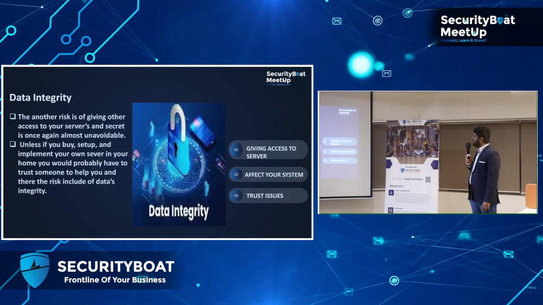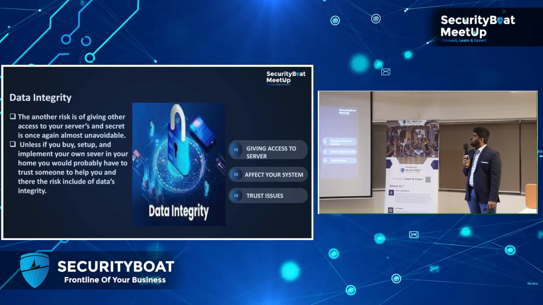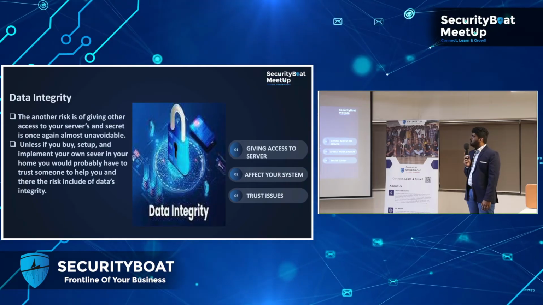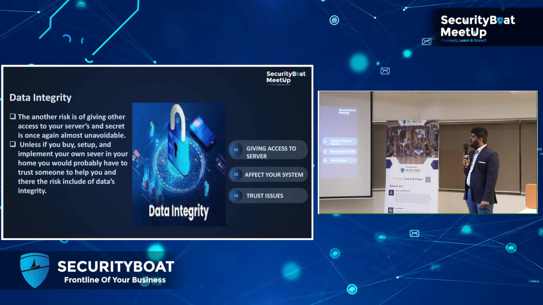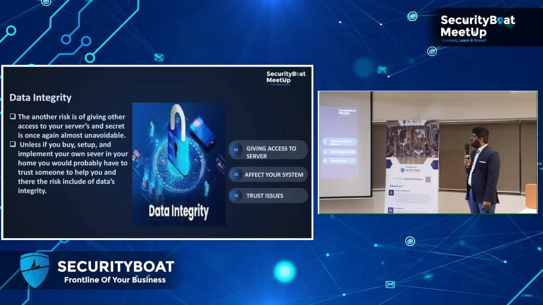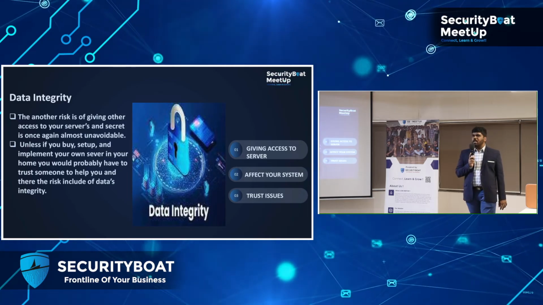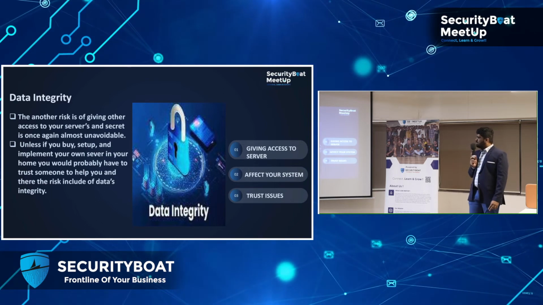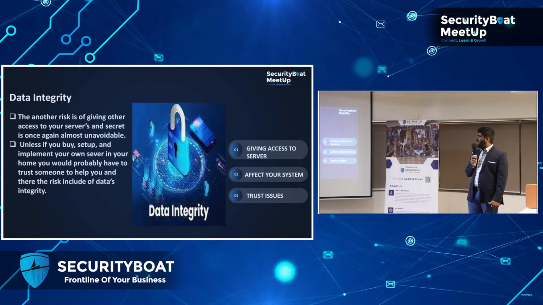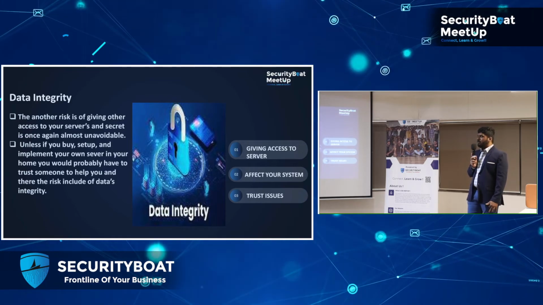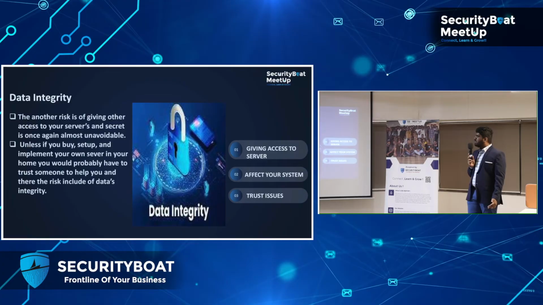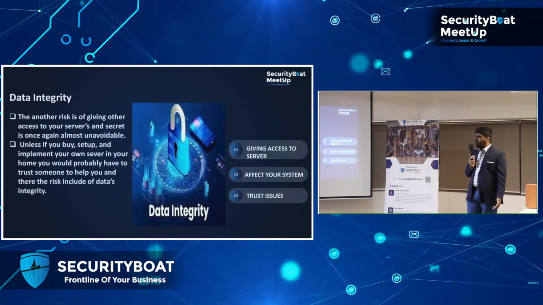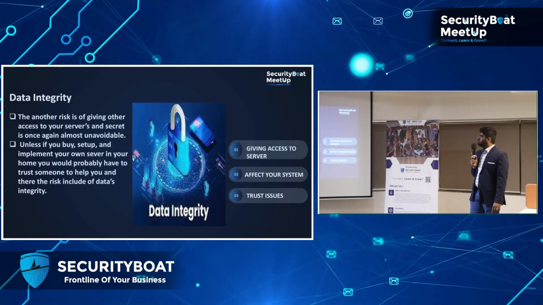So data integrity has three points: given access to the server, affect your system, and trust issues. Suppose a customer is going to set up their cloud services and set up cloud computing. If you buy, set up and implement your own server in your home, you will probably have to trust someone. If you don't have time to manage your servers and you hand it all over to another person, then there are trust issues about whether that person will handle things properly. He will not mess with that cloud, or the person we give it to is a trusted person who will handle our account well. Otherwise, the person we gave our account to might steal the data or manipulate our system.